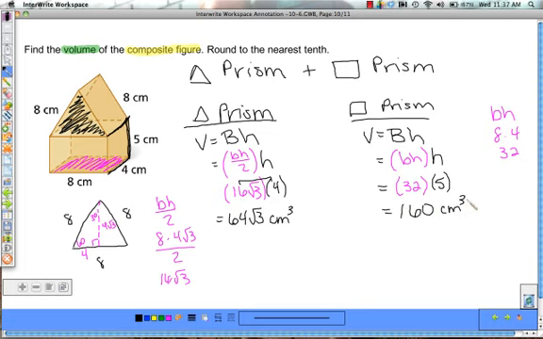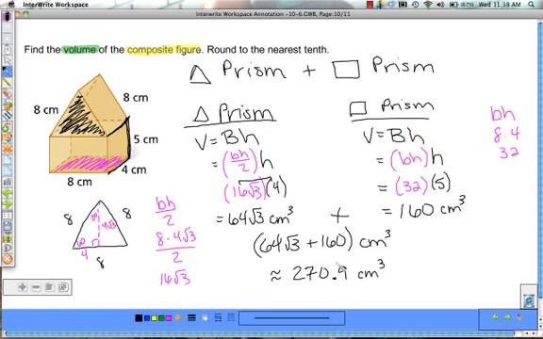Now remember, our plan was we had to add these together. So we want to add these two, and we could leave it as 64 square root of 3 plus 160 cubic centimeters as our exact answer. Since it says round to the nearest tenth, I can type it in the calculator, and I get that the volume is approximately 270 and 9/10 cubic centimeters.